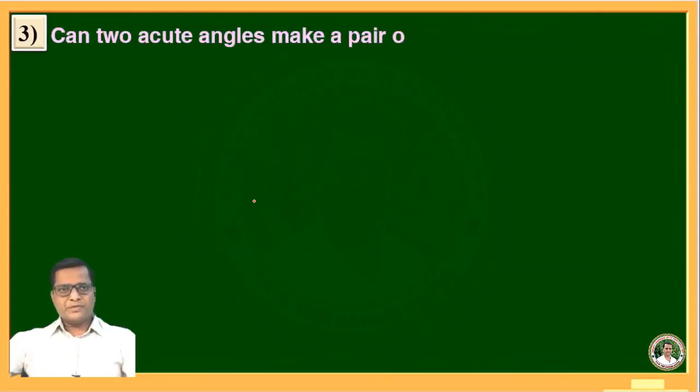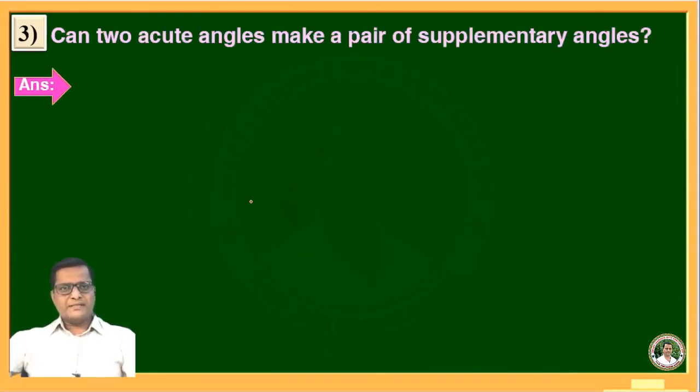Third question is, can two acute angles make a pair of supplementary angles? Acute angles means the measure is less than 90 degrees, and for supplementary angles the sum of both is 180 degrees. If each angle is less than 90 degrees, then is it possible for the sum of these two to be 180 degrees? No. Okay, this we will explain with the help of a figure.